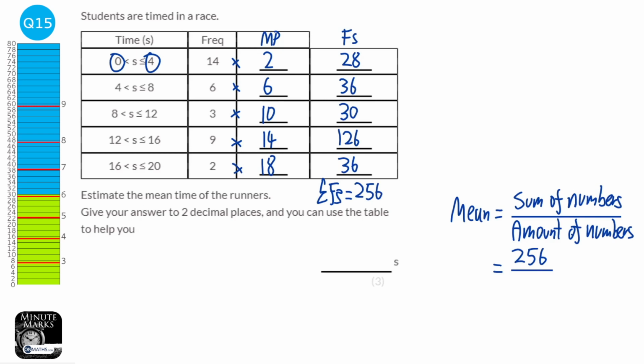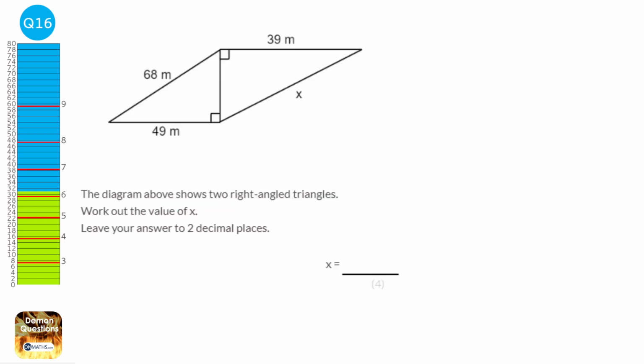And we need to find out how many numbers there are. Well, the frequency column will tell us how many numbers there are, so we're just going to add all of those up together. So we're going to find the sum of the frequency, which is 14 plus 6 plus 3 plus 9 plus 2, which is 34. And when we do 256 divided by 34, we get 7.529, and so on. It says it wants it to 2 decimal places, so we're going to round it to 7.53.